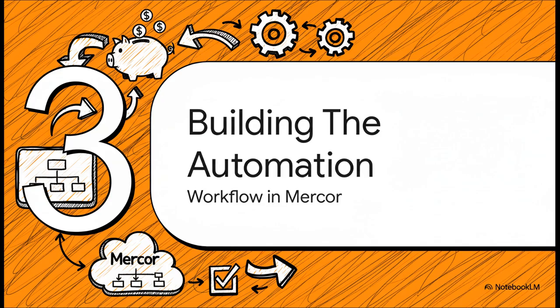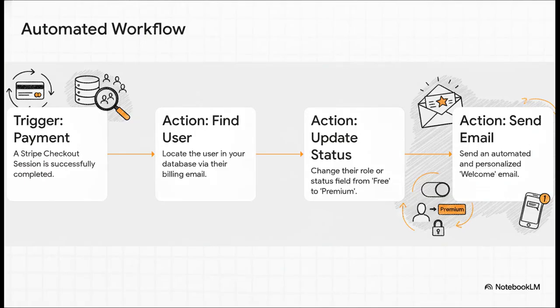Now we can jump into Mercor and design the actual workflow. This is the fun part, where we get to tell our system exactly what to do when it gets that payment successful message from Stripe. And this is where the magic really happens. The whole thing just unfolds automatically. The second a payment goes through, the trigger fires. Mercor instantly finds that user in your database, flips their status from free to premium, and can even fire off a personalized welcome email. All of it in the blink of an eye.